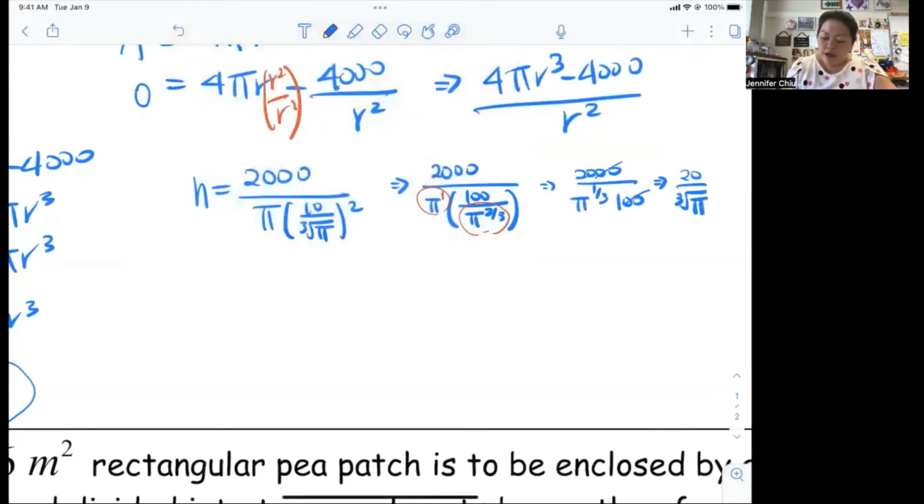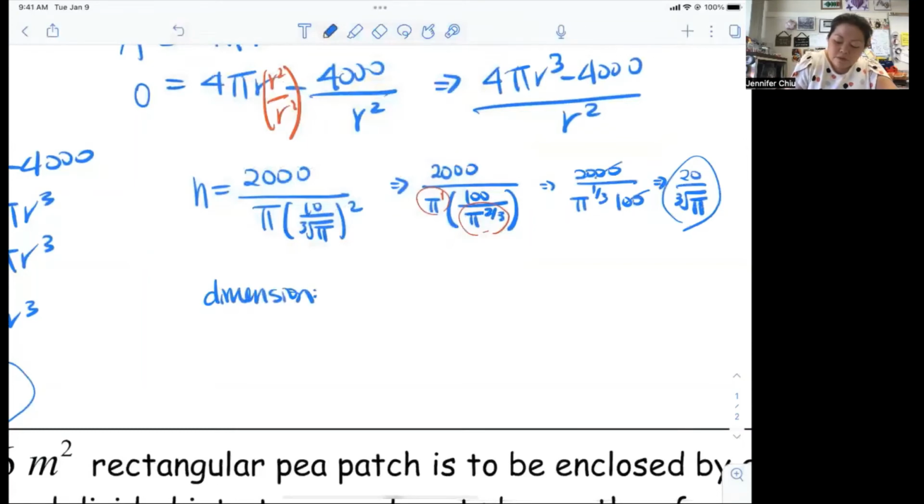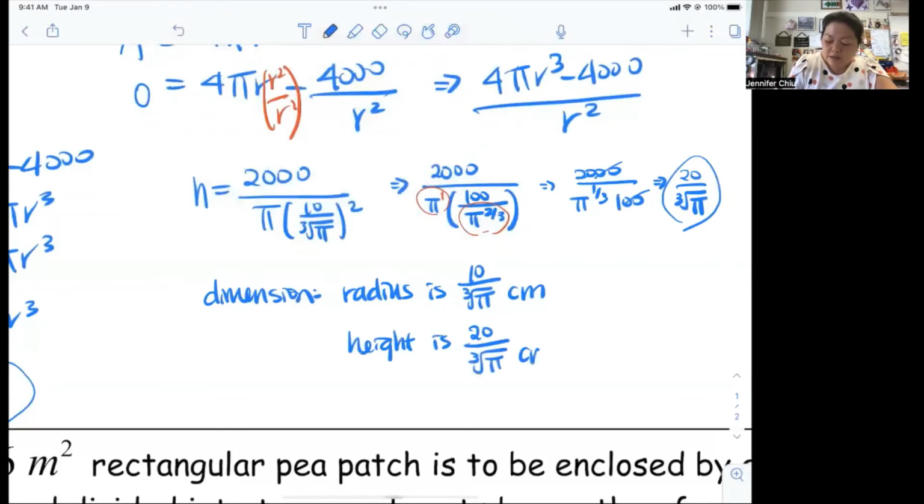Okay, so now I can see I have my height, I have my radius. So my dimensions: radius is 10 over cube root of pi centimeters. Height is 20 over cube root of pi centimeters. And that together will give you the least material possible for this.